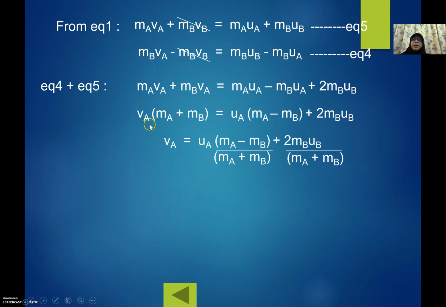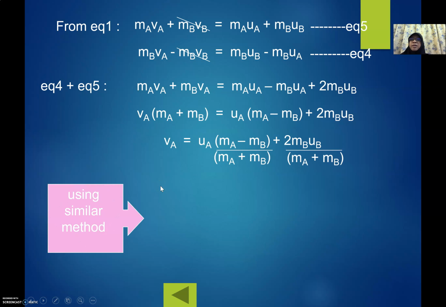Okay, then we get VA equals UA times (MA minus MB) divided by (MA plus MB), and then plus 2 MBUB divided by (MA plus MB). So this is the expression for the velocity of object A after collision.